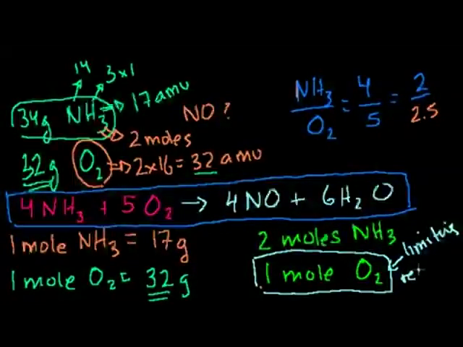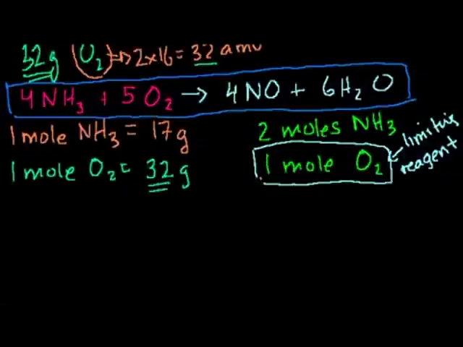Limiting reagent. And I said before, the words reagent and reactant are used interchangeably, but when people talk about the limiting one, they tend to call it the reagent. So oxygen is the limiting reagent, so we have extra ammonia. Given that we have 1 mole of oxygen, how many moles of ammonia can I react with that?